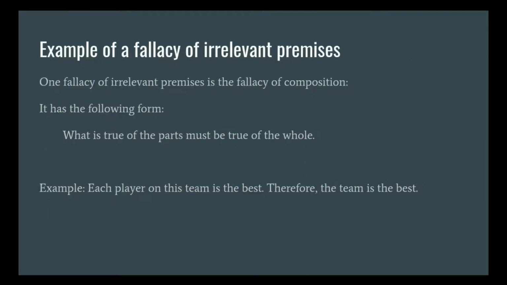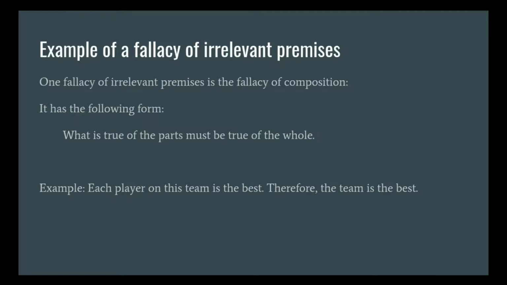Let's look at an example of the first kind, a fallacy of irrelevant premises. This fallacy is called the fallacy of composition. And the general form of it is that what is true of the parts must be true of the whole. Here's an example. Each player on this team is the best. Therefore, the team is best.